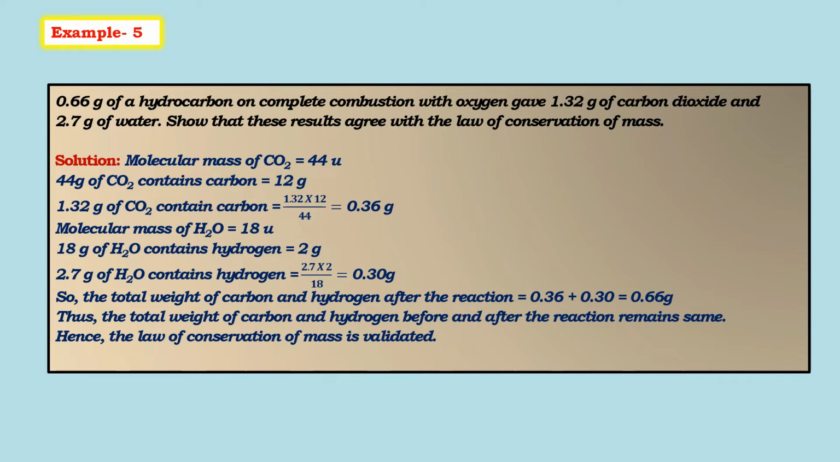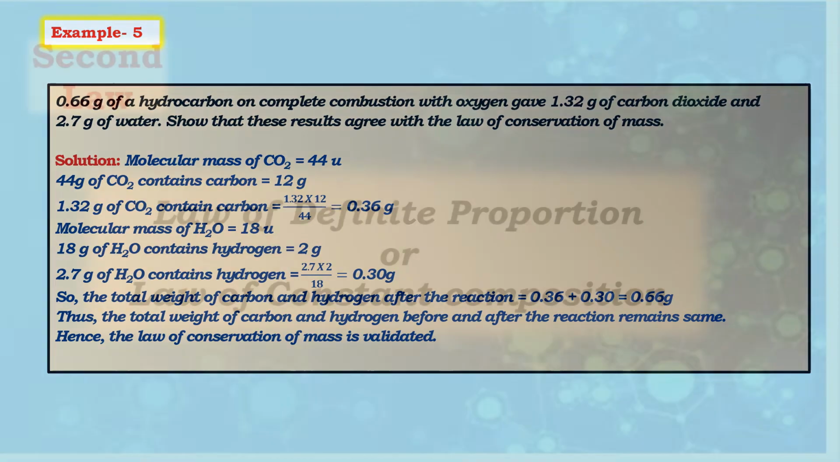So the total weight of carbon and hydrogen after the reaction is equal to 0.36 plus 0.30 gram, that is equal to 0.66 gram. Thus the total weight of carbon and hydrogen before and after the reaction remains same. Hence the law of conservation of mass is validated.